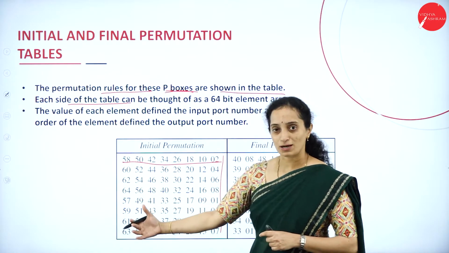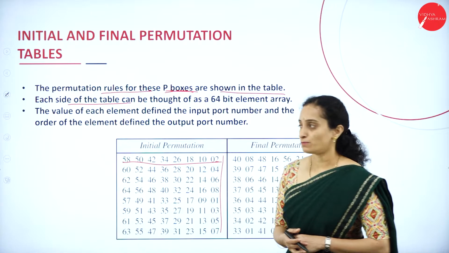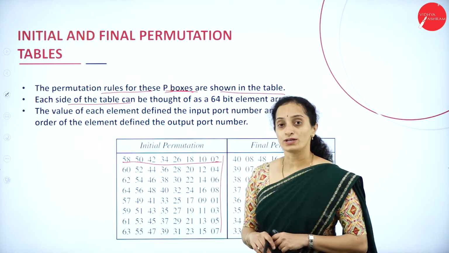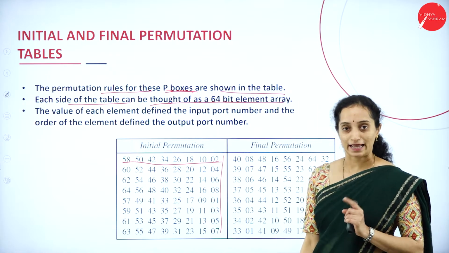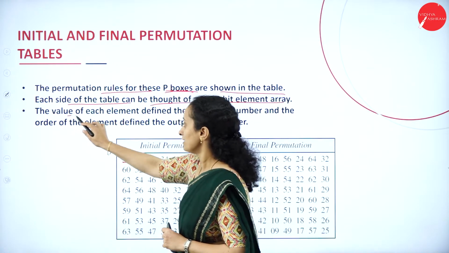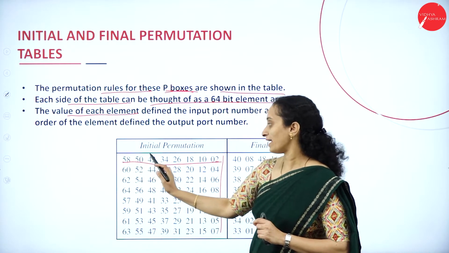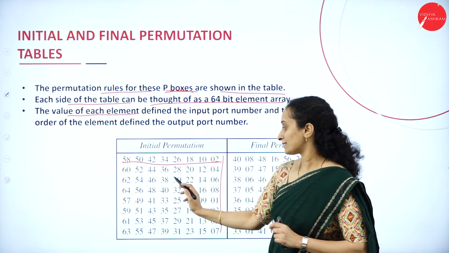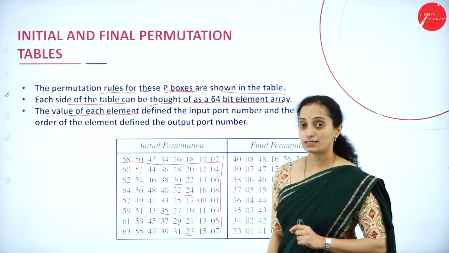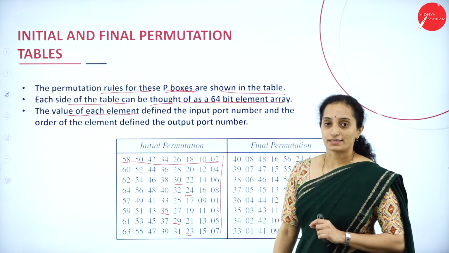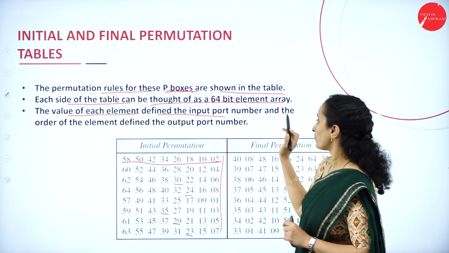How many bits are there in the initial permutation? That many bits must be there in the final permutation, isn't it? The other thing you need to know about these permutation tables is that it is a 64-bit element array. Apart from that, the value of each element. So we have values like 58, 50, 42, 36, 30, 24, 35, 29, 23. Like this, we have elements in the array. The elements define the input port number.